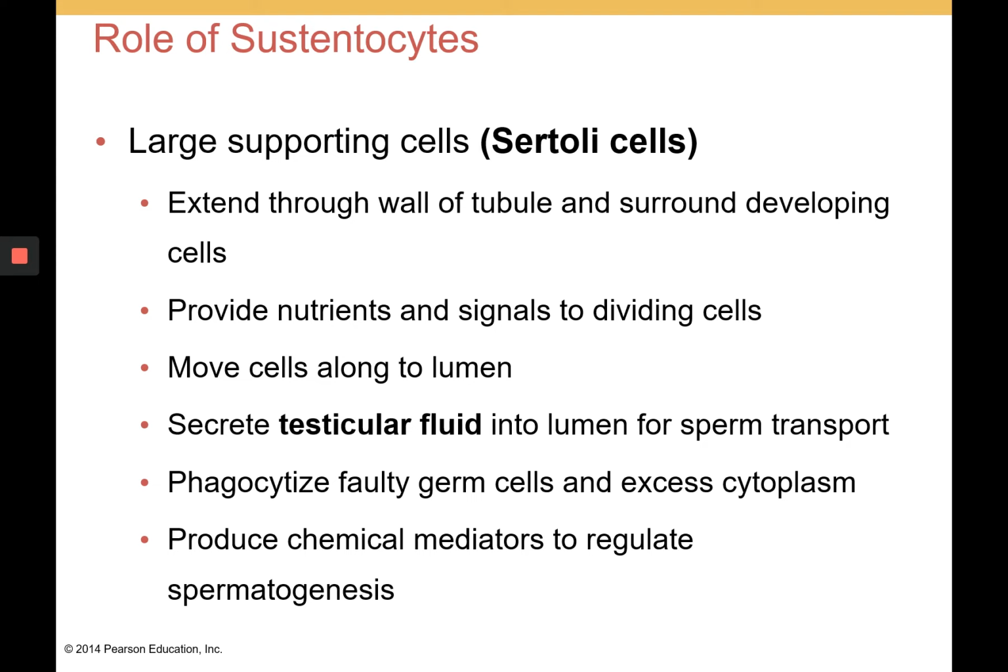They also are the cells that secrete testicular fluid into the lumen for sperm transport once they leave the stratified tissue of the seminiferous tubule. They're also able to perform phagocytosis to get rid of any faulty stem cells or faulty germ cells, get rid of excess cytoplasm during the process of spermiogenesis, and they produce all those chemical mediators that regulate the process of spermatogenesis.